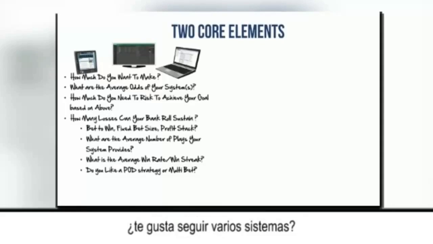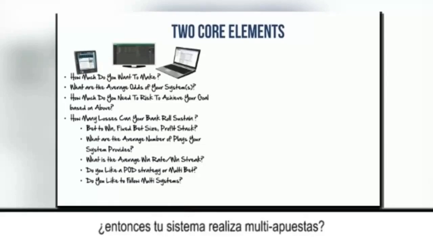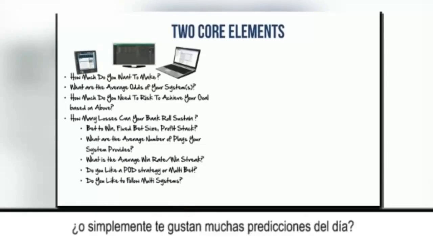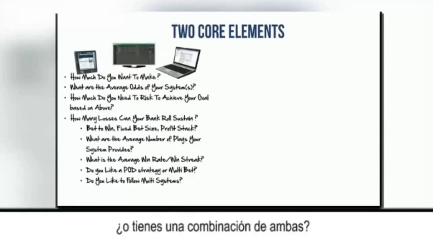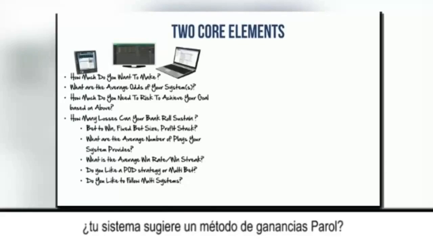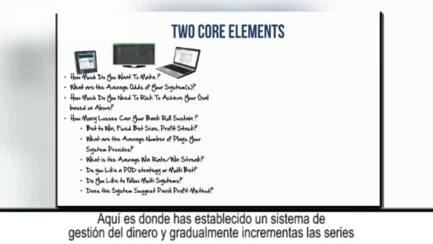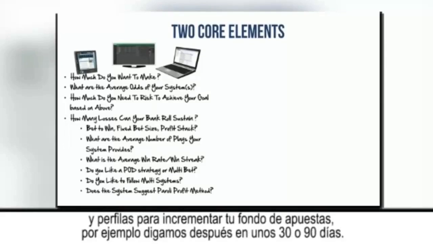Do you like to follow multi-systems? So does your system multi-bet, or do you just like lots of picks of the day, or do you have a combination of both? Does your system suggest a paroli profit method? And this is where you have a laid out cash management system, and you incrementally create it into sets and profits to increase your bankroll, let's say over 30 or 90 days as an example.